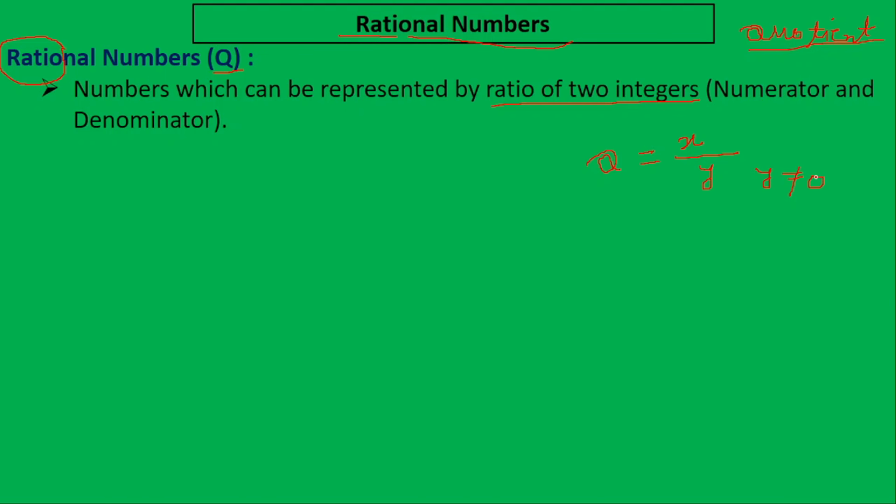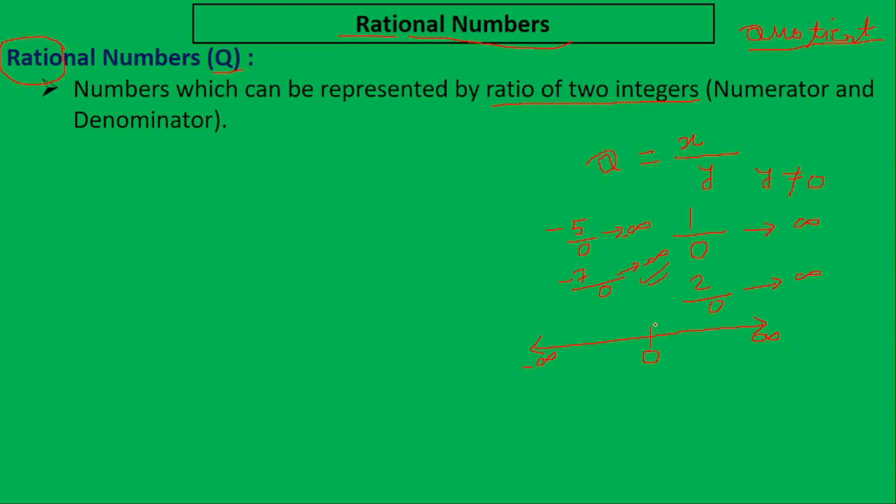For rational number, the standard definition is numbers which can be represented by ratio of two integers, numerator and denominator. So Q equals x by y, where x and y are integers. Y can't be 0. Why can't it be 0? Because 1 by 0 is infinite, 2 by 0 is infinite, minus 5 by 0 is minus infinite. So denominator can't be 0. On number line we have an idea about where these numbers are, but we don't know the exact location.